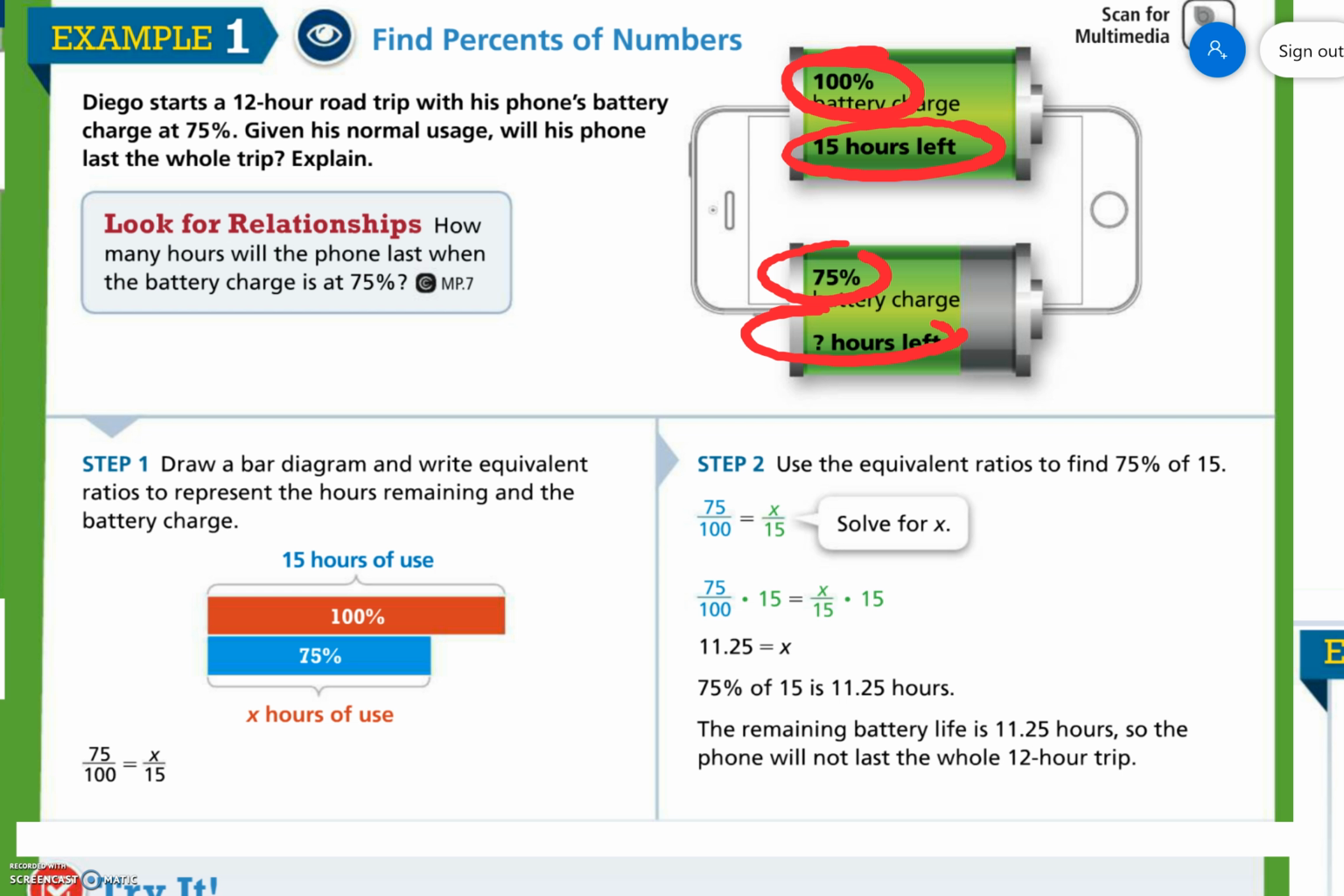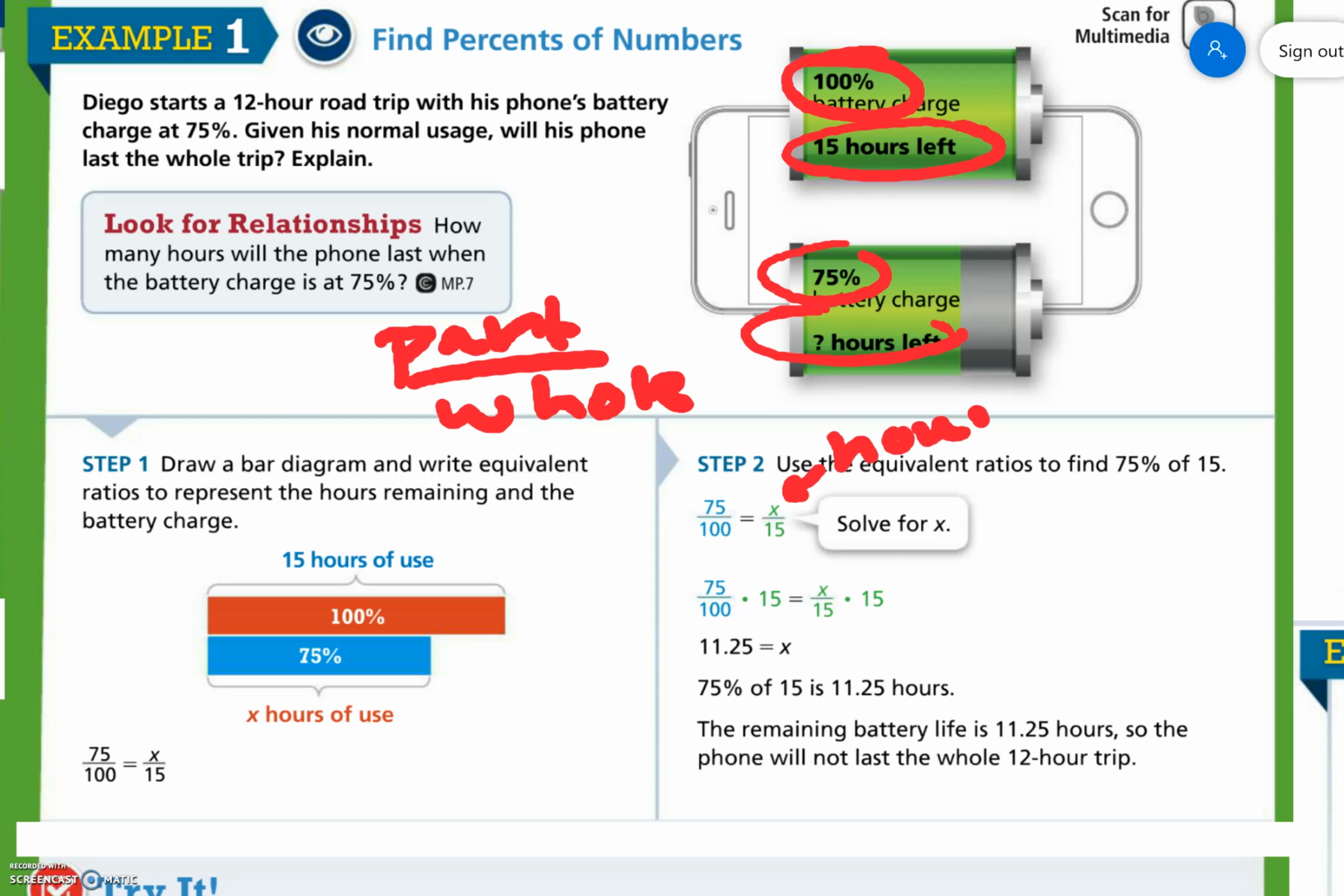So we're always going to go back to this whole thought of part over whole. So 75 over 100 would be 75% over 100%. There's the part, there's the whole. And then in the green here, it's talking about the hours. Well, we don't know how many hours it's going to last, but we know the total charge is 15 hours. So their way of solving it is to just get x alone, and they see that x is being divided by 15. So we have to use the inverse operation to multiply by 15 on both sides.